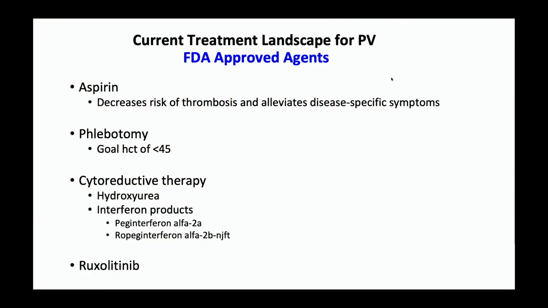All right, how about PV? Again, this is what's currently here, a lot more coming up the pipeline. So aspirin, we've talked about, phlebotomy, which I'm going to be controversial and say that I really don't use anymore. I try and avoid it if at all possible. I will use anything to avoid phlebotomy. Cytoreductive therapies, including hydroxyurea and interferon products, which are my personal favorites. And I think Dr. Pamaraju has heard me say this before. And then ruxolitinib in the second line setting for patients with PV.